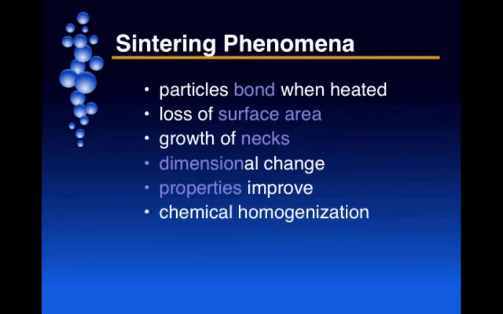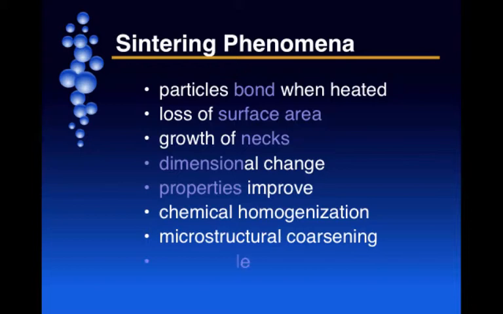If you have mixtures of particles such as iron and nickel, you can have chemical homogenization. You can have grain growth, and so you'll have a coarsening in the microstructure. So that's a time and temperature related phenomenon, just like sintering is, and so they go hand in hand. And so how to control that? Because all these processes are irreversible.